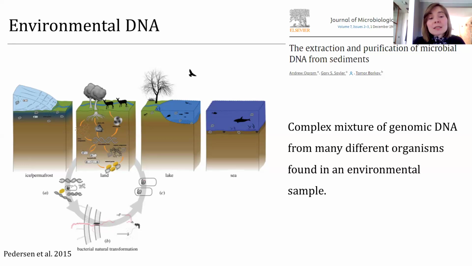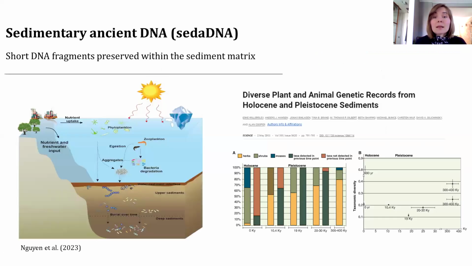The first time DNA was obtained directly from environmental samples was in the late 80s, when it was extracted from sediments. That was modern DNA from contemporary sediments. A few years later, in the early 2000s, there were the first reports of sequences of plants and animals obtained from sediments.